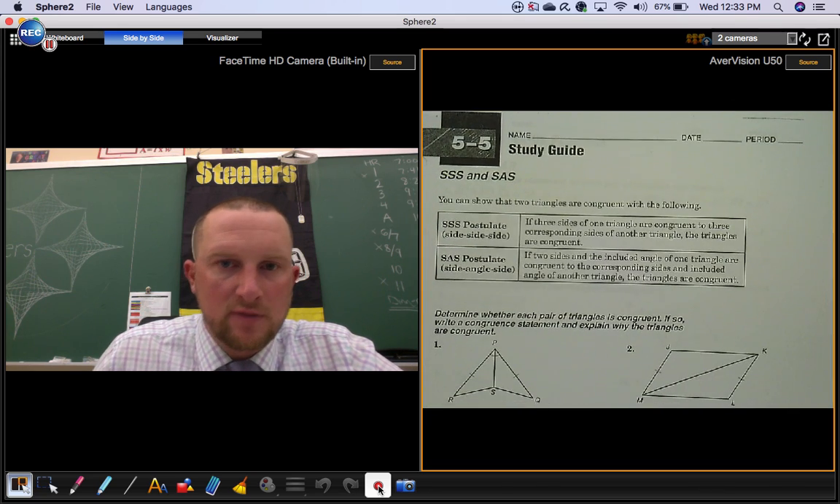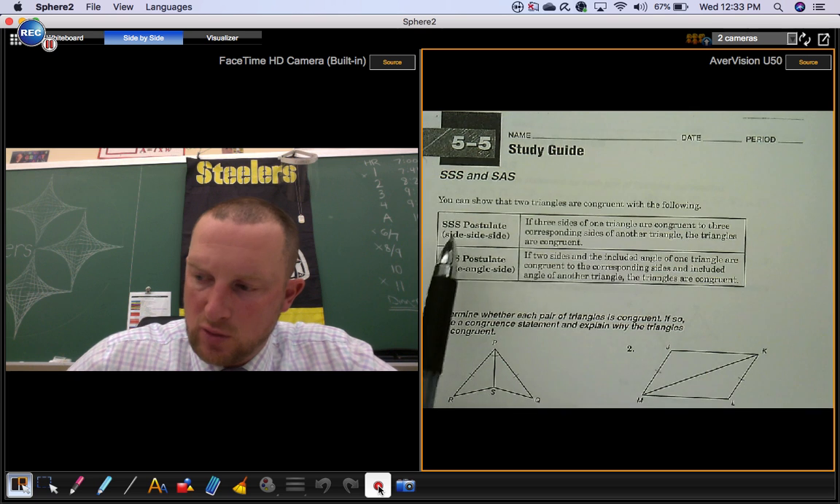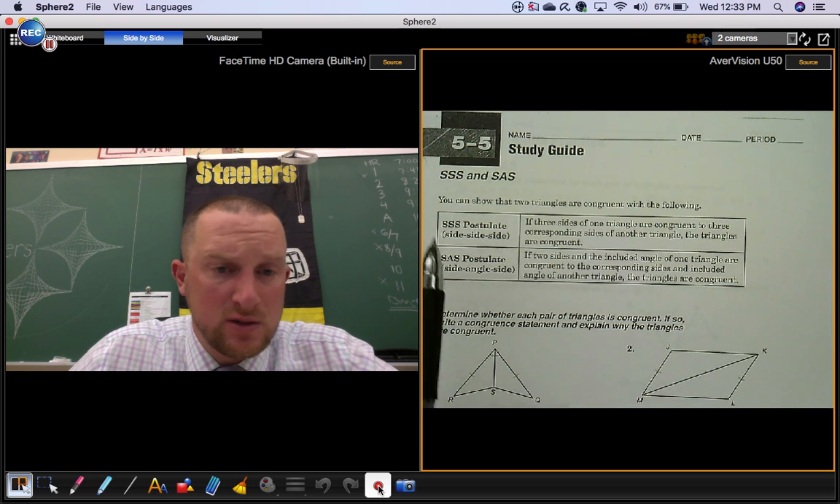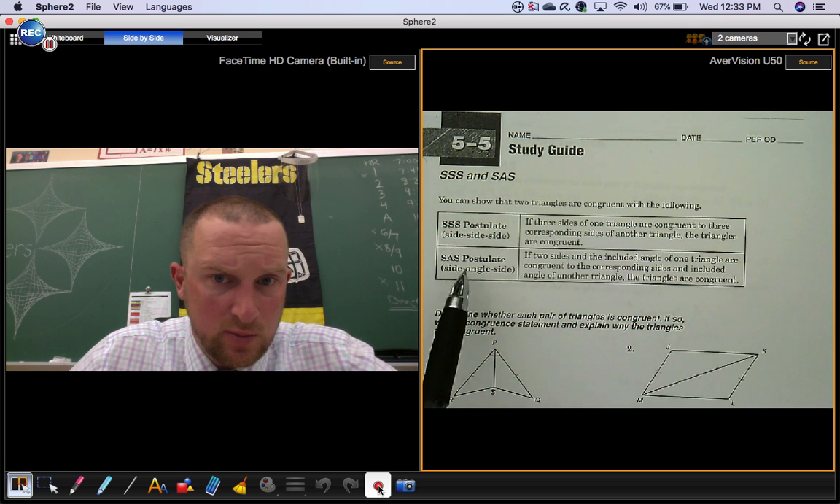This is the study guide for 5.5. It's on side, side, side, and side angle side. These are our shortcuts to show that triangles are congruent. We don't need 6 pairs of congruent corresponding parts. We need 3 pairs of congruent corresponding parts that are in these arrangements.